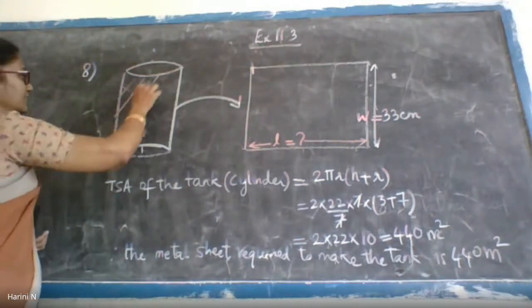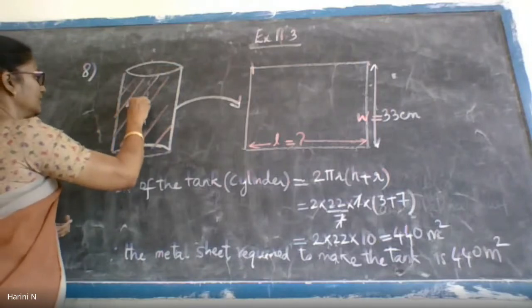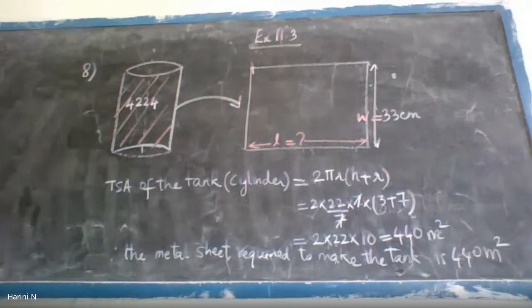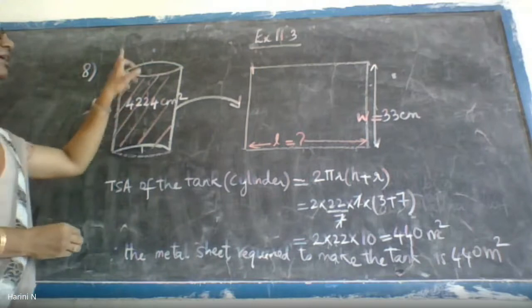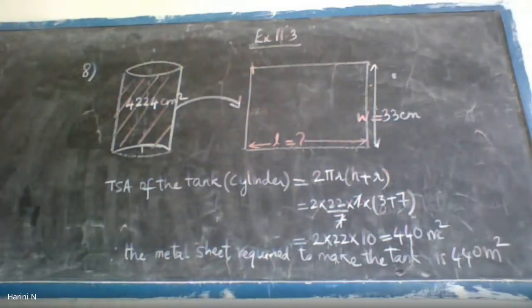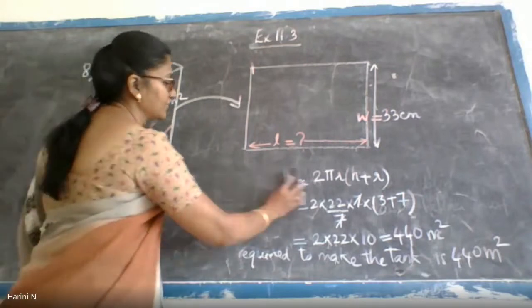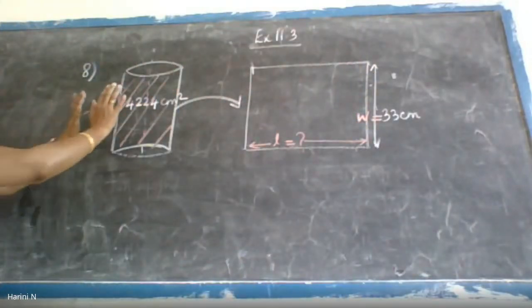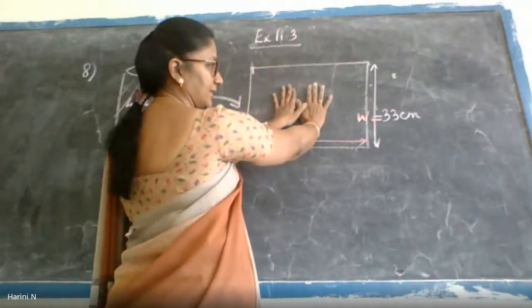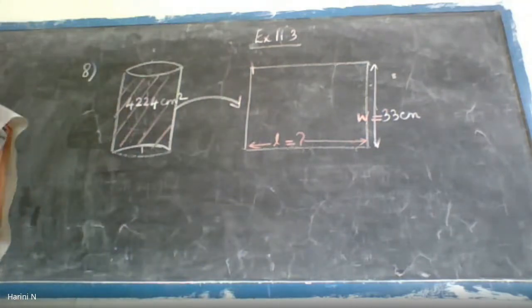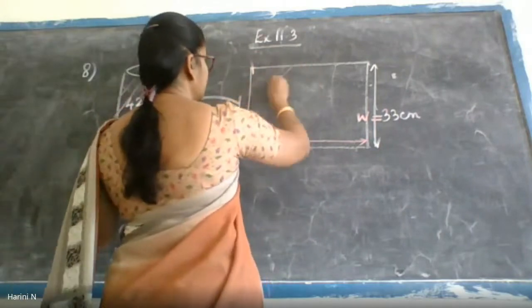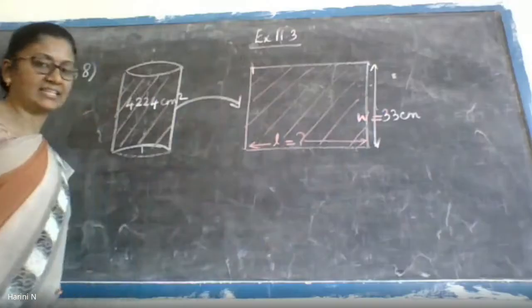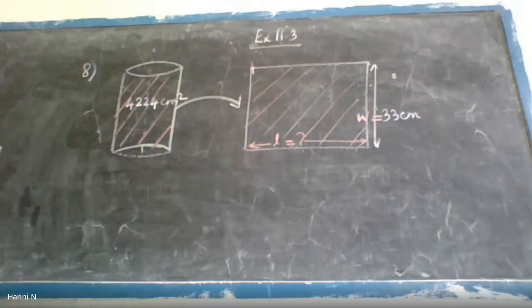The curved surface is given as 4,224 centimeters square. Only the curved surface is given, the width is given. I am asked the perimeter of the rectangle. How do I do this? From the curved surface area, can we get something? This curved surface will become this, correct? The curved surface of the cylinder, when you cut it open and spread, is the same as the area of the rectangle. Yes. So the area of rectangle is L into B. So L into B is equal to 4,224 centimeters square. And what you have to find out is the L.